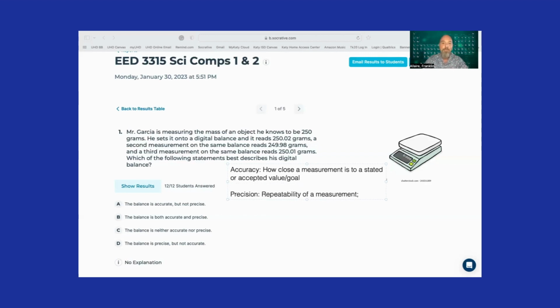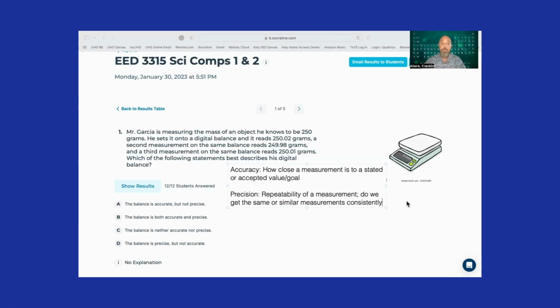So a good way of putting this would be something like, again, repeatability of a measurement. Do we get the same or similar measurements consistently? Okay, that's probably a good way of putting precision. And so it's not just about measuring something once and you're one and done.